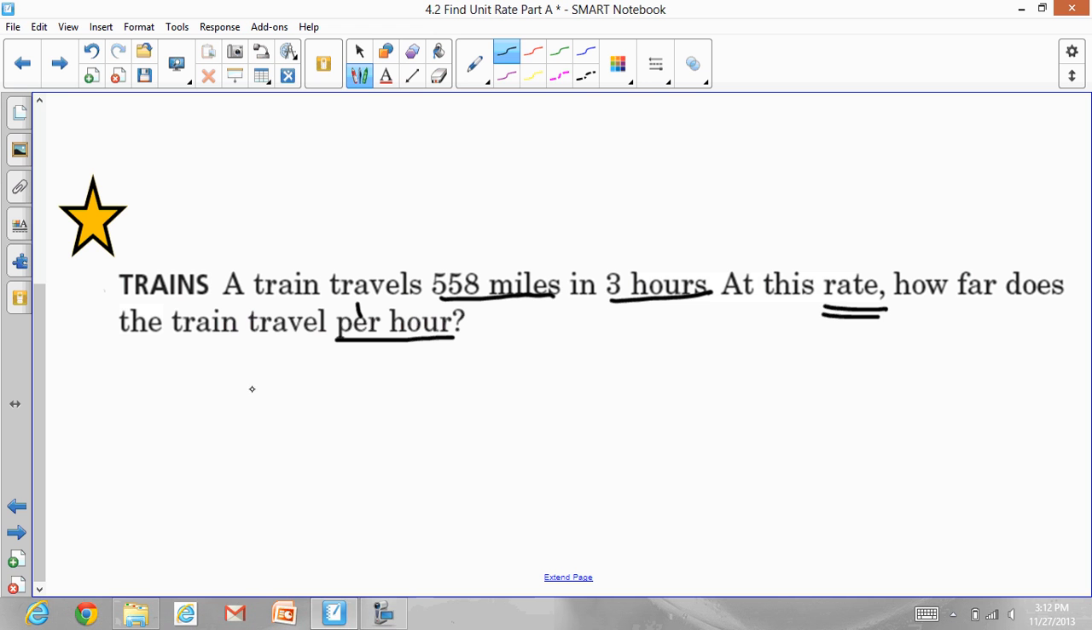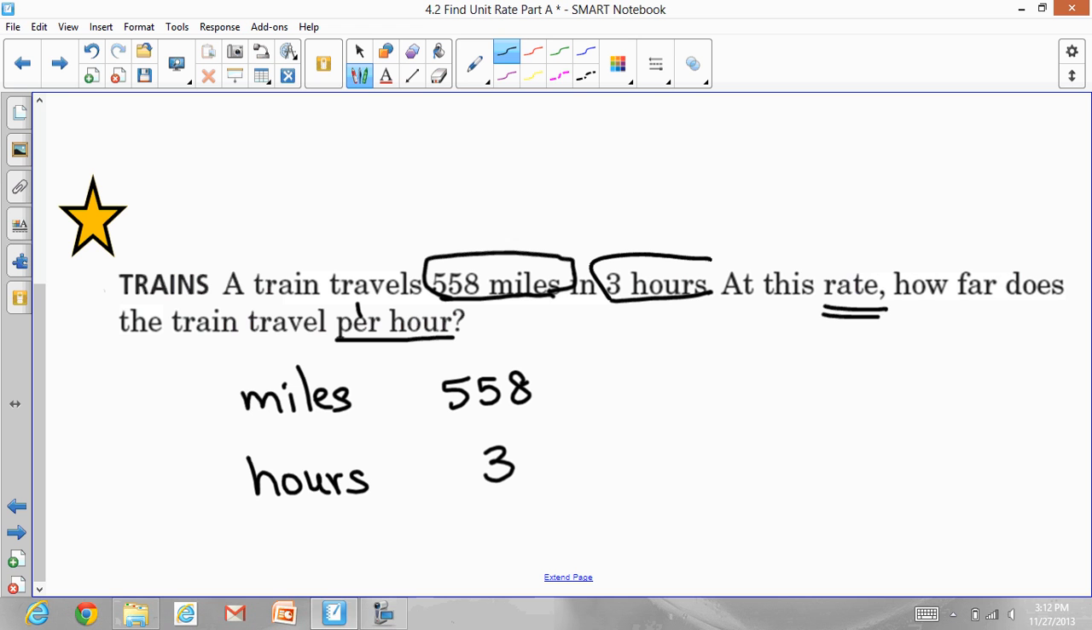Rate is actually a ratio where you're comparing two different items. So the two items that I'm comparing are the miles and the hours. So I'm going to write those two keywords. 558 miles to be traveled in 3 hours. So this is the information I got from here and here, and I'm setting it up as a table. At this rate, how far does a train travel per hour? So in 1 hour, I'm going to write it in the hours, they want me to find how far does a train travel? What is the distance it's going to travel? I'm going to write this as m, and I'm going to put an arrow because that is where my m is, which is what I need to find.